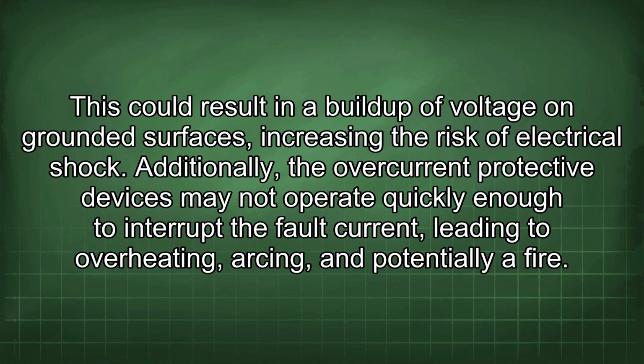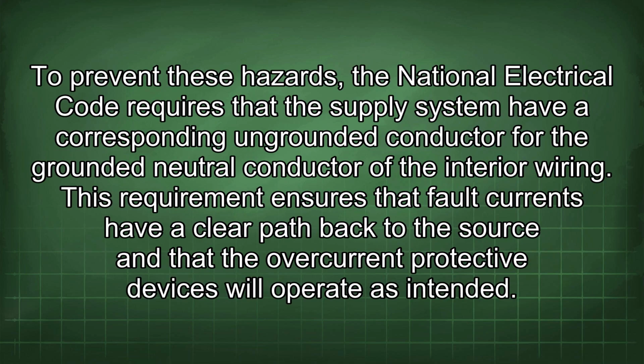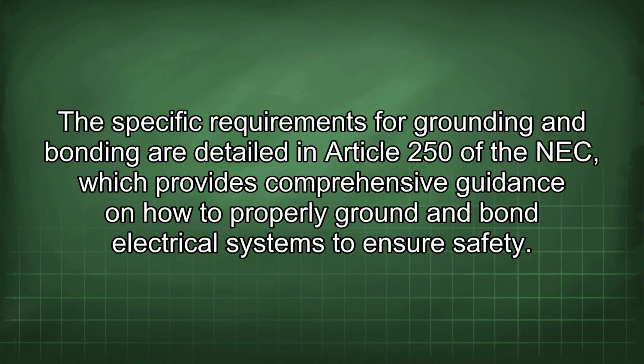and potentially a fire. To prevent these hazards, the National Electrical Code requires that the supply system have a corresponding ungrounded conductor for the grounded neutral conductor of the interior wiring. This requirement ensures that fault currents have a clear path back to the source and that the overcurrent protective devices will operate as intended. The specific requirements for grounding and bonding are detailed in Article 250 of the NEC, which provides comprehensive guidance on how to properly ground and bond electrical systems to ensure safety.